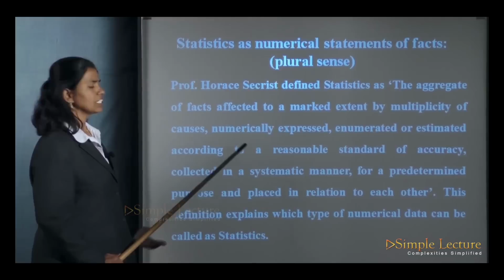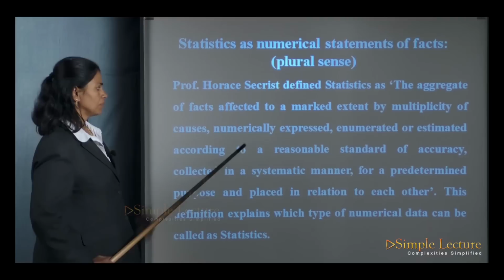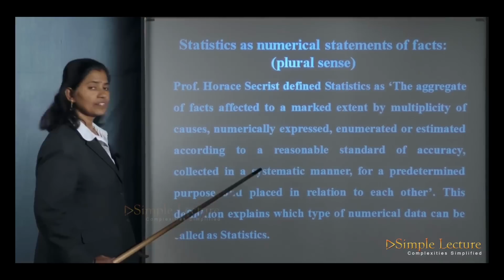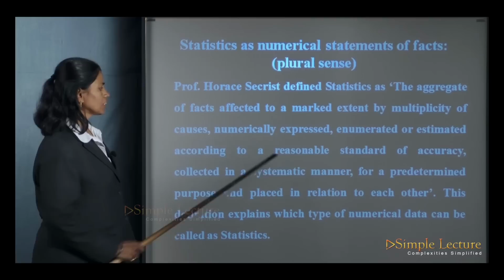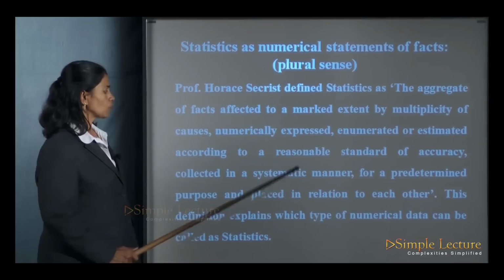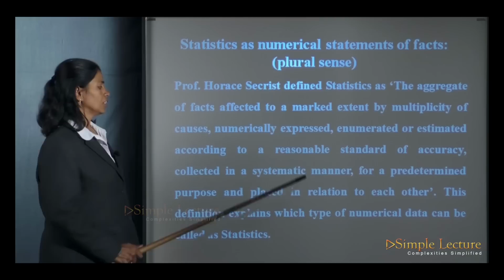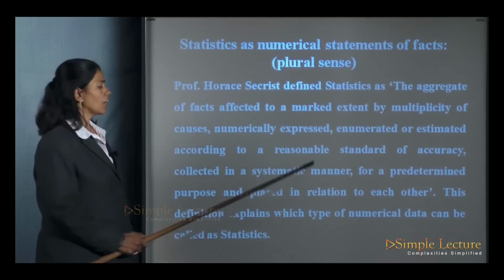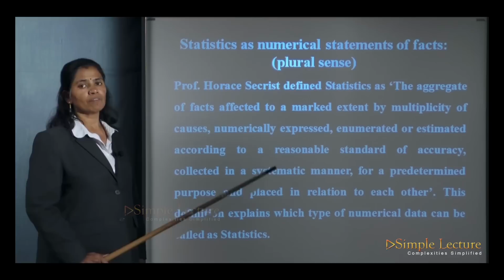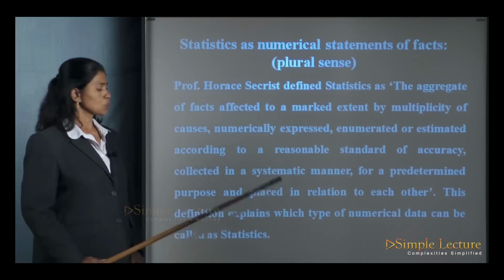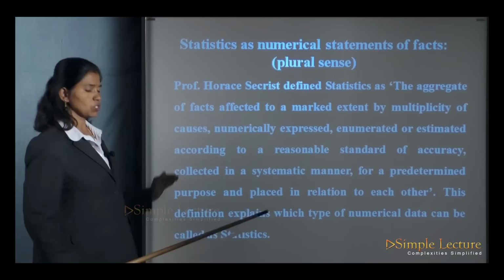Also, it is enumerated or estimated, meaning we are going to guess or forecast the future using statistics. That is why it is given as enumerated or estimated according to a reasonable standard. We cannot enumerate simply according to our own wish. So we have to enumerate or estimate with a certain accuracy. Also, it is collected in a systematic manner. When we are collecting the data, it should be systematic, so then only we can get the proper estimation. And it is for a predetermined purpose. Why we are collecting the data, we will have some objective, a predetermined purpose.